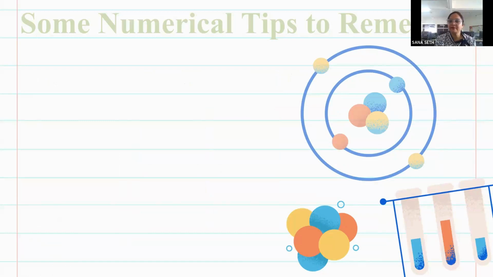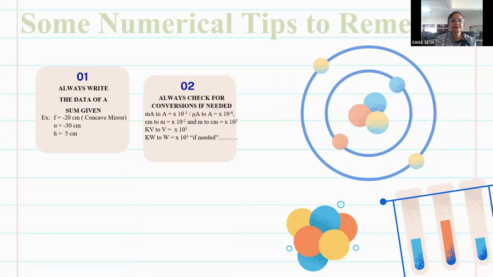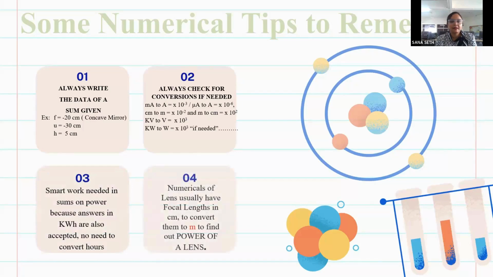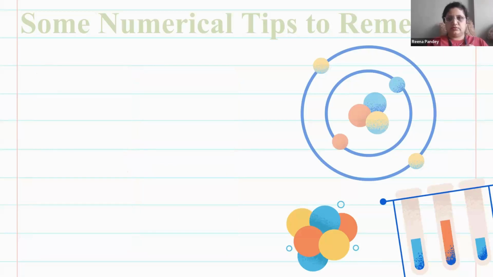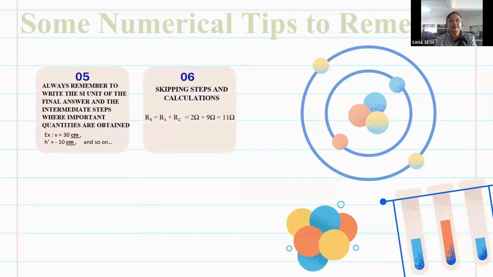Ma'am, can I go ahead with the points? Yes, please. That's one. Write the data. That's two. Check for conversions if needed. Please always check for conversions. Sometimes distance. You don't have mechanics in class 10, but if distances are in meters or centimeters, please remember to convert. I am very careful about not skipping steps and calculations because they always give half a mark for the formula and then half a mark for the answer.